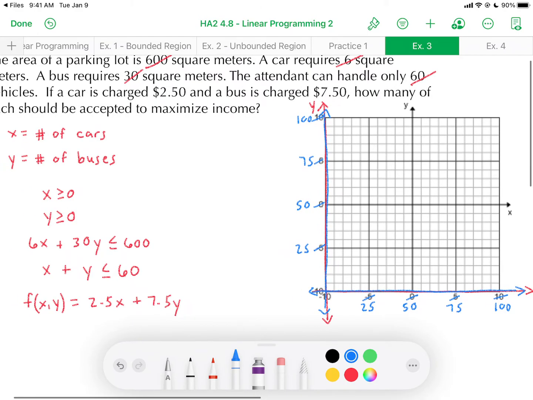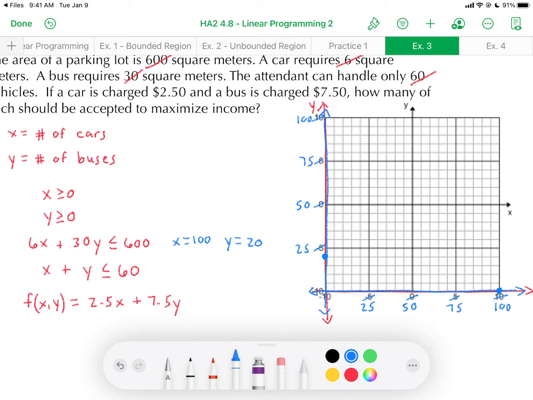All right, so 6x plus 30y less than or equal to 600. The x-intercept there is 100. Plot a point. And then how about the y-intercept? 600 divided by 30 is... I would say 20, right? So let's plot right there.